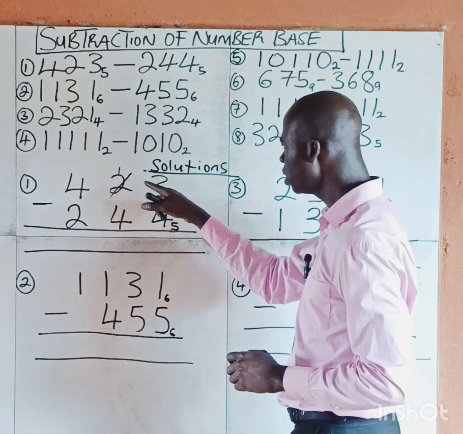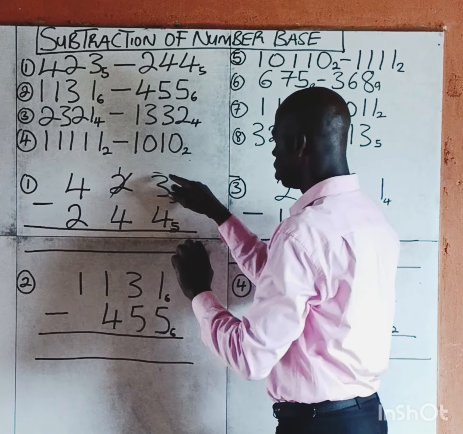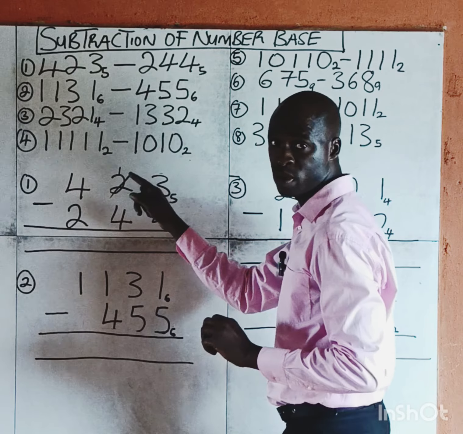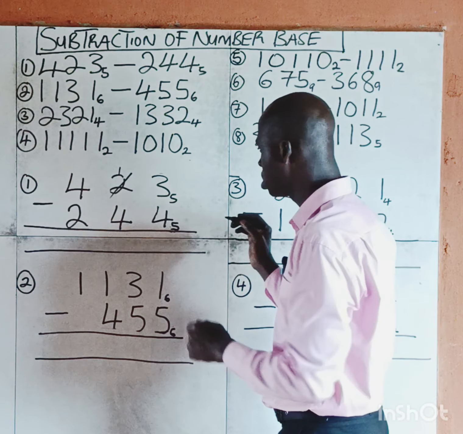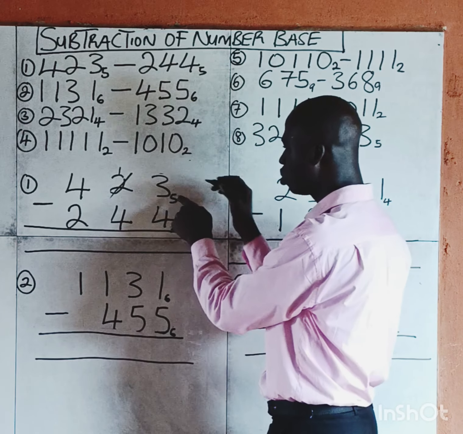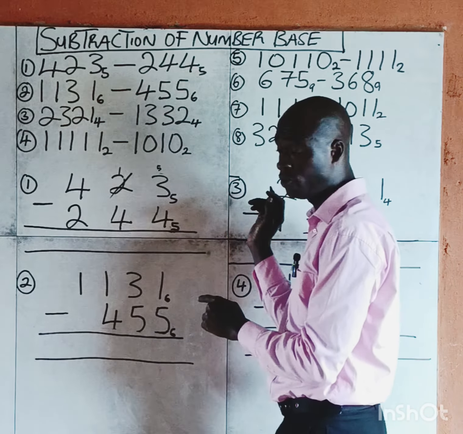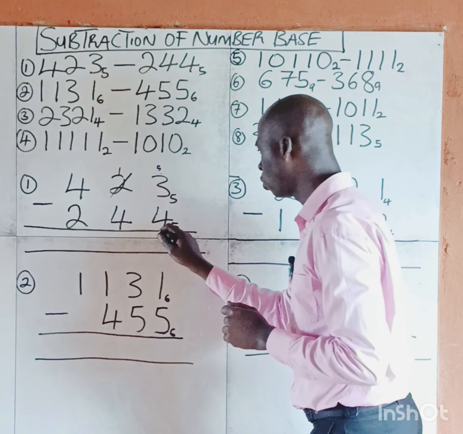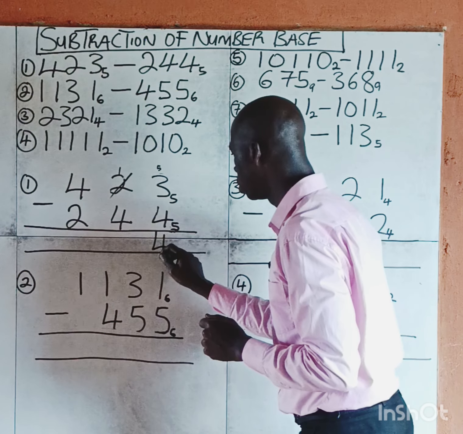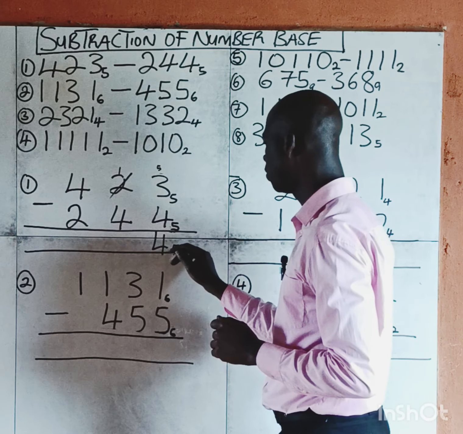So I borrowed, let me remove this so that we can see. I took a number from this place and here is now remaining 1. Whatever you borrow becomes your base. What is our base? Our base is 5. So instead of writing 1 here, I'll come right here and place my base, which is 5. Can you see for yourself? Now, 5 plus 3 will give me 8. Now, 8 minus 4 will give me 4. Always ensure you position your base before you start solving, like I said in our previous video.